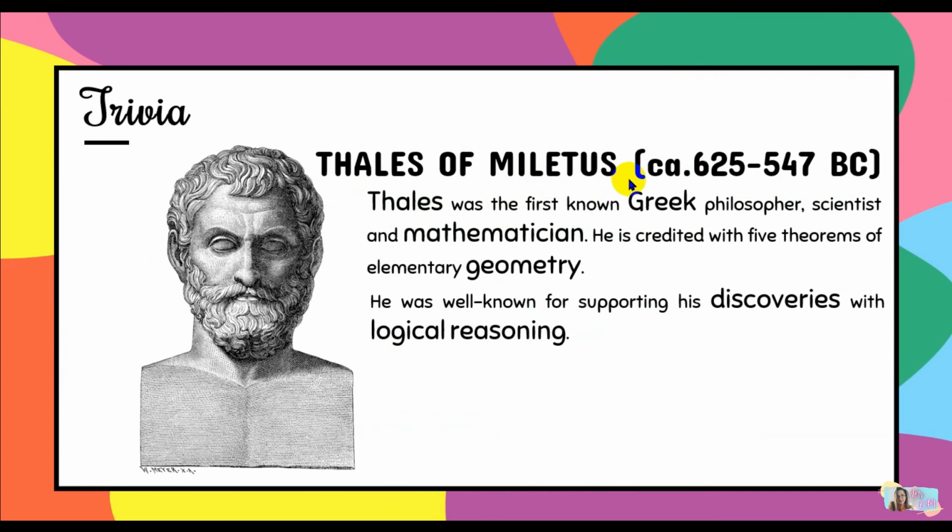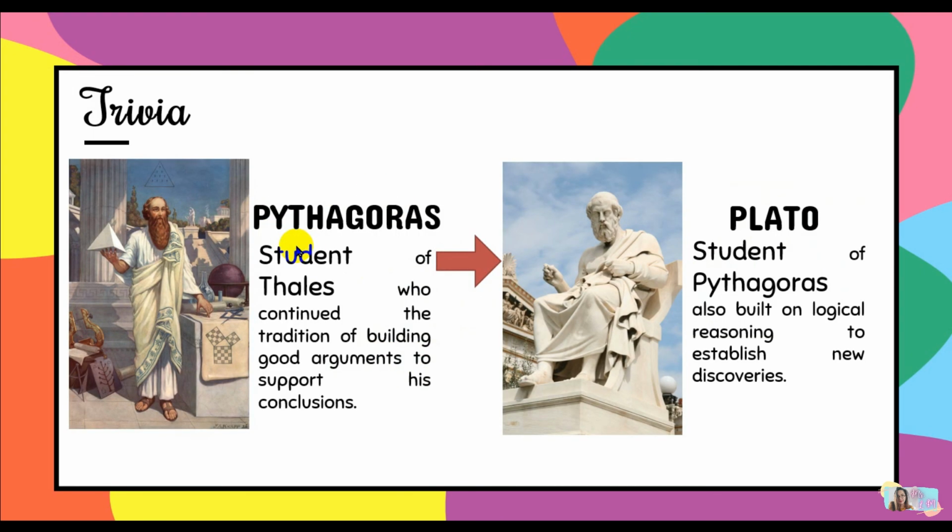Thales of Miletus, from 625 BC to 547 BC, is a known Greek philosopher, scientist, and mathematician. He is credited with 5 theorems of elementary geometry. He was well known for supporting his discoveries with logical reasoning. And we also have Pythagoras, who is a student of Thales, who continued the tradition of building arguments to support his conclusions. And also we have Plato, which is Pythagoras' student, also built on logical reasoning to establish new discoveries.